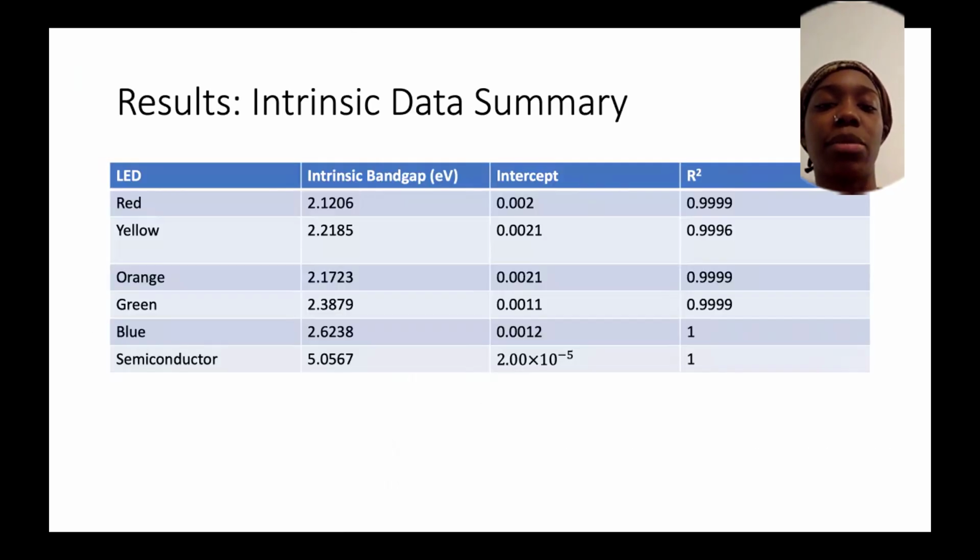This table summarizes the intrinsic band gap values of the LEDs. Each value comes from the slope of the separate V over T versus 1 over T plots. The main purpose of this table is to compare the electrical band gap estimates across all the different LED colors. Overall, the higher energy LEDs have larger intrinsic band gap values than the lower energy LEDs.